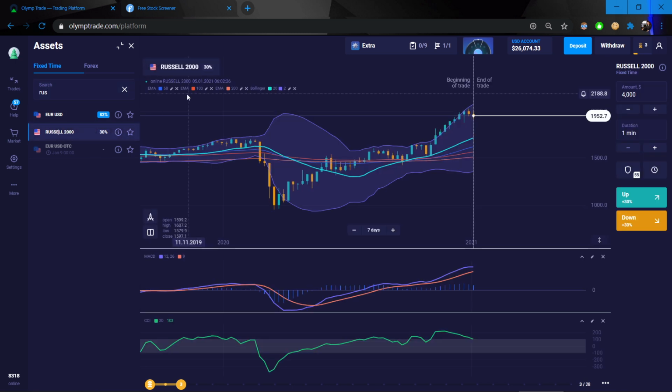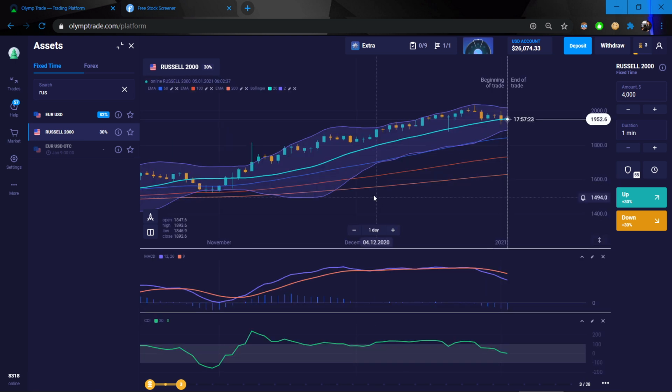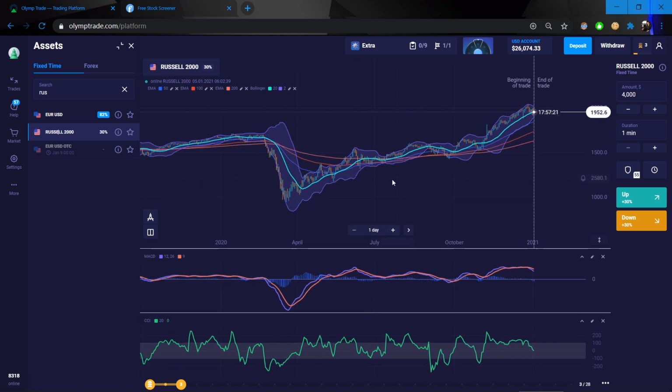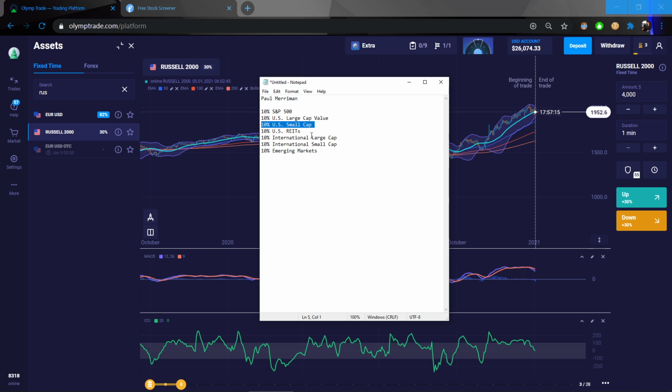Here we have the Russell 2000. The Russell 2000 is the medium to small cap stocks of the United States. So these are the mom and pop shops, the small stores, the small businesses. That's exactly what this index captures.